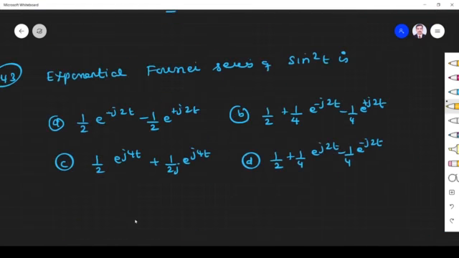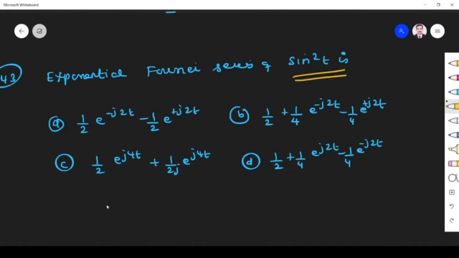Okay. So exponential Fourier series of sine squared t. They ask just for the Fourier series representation. Sine square t I have to write in terms of sine and cos. So what is x of t? X of t I can write as 1 minus cos 2t divided by 2. Right? So this is 1 minus.